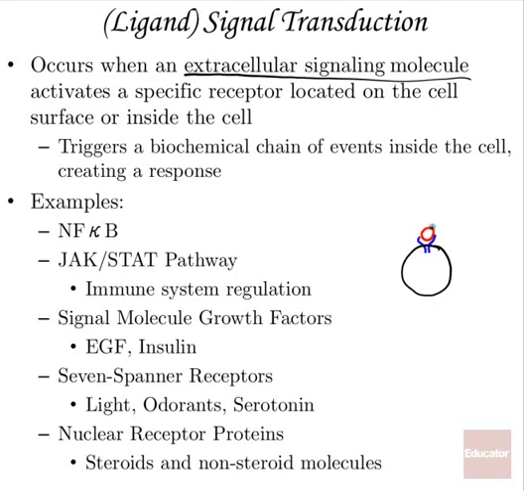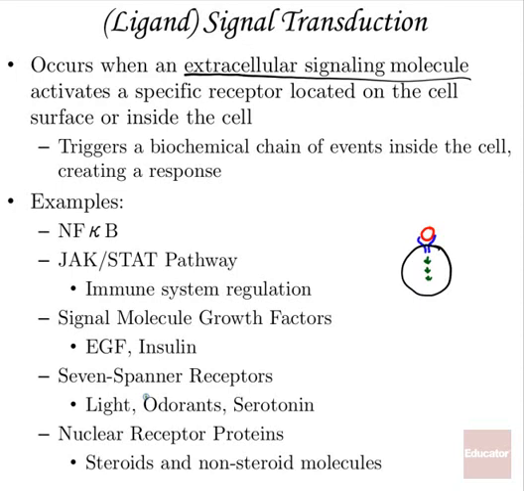When this molecule binds to the receptor, it's going to trigger a chain of events inside the cell that creates some sort of response. That response is going to be different based on which pathway is being activated. Some examples that we'll talk about today are NF-kappa B, the JAK-STAT pathway, which is very important for immune system regulation, and growth factor signal molecules and 7-spanner receptors, which are important for sensing light, smells, and serotonin.